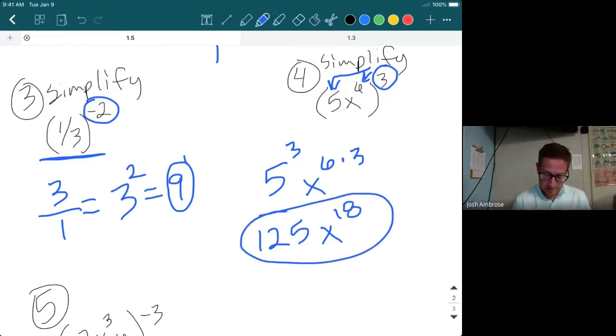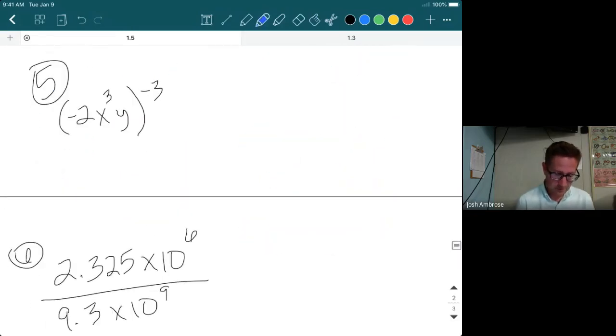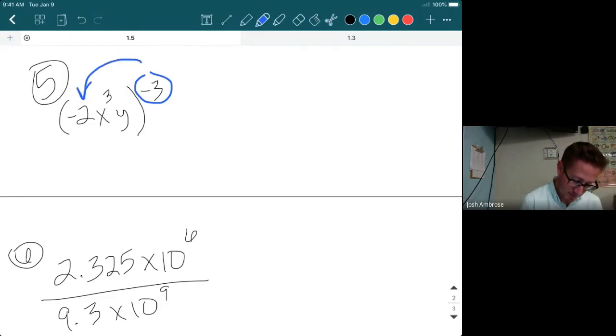Let's look at example 5. Okay, very similar concept here. You have an exponent on the outside of the parentheses there, and you have all of this extra stuff inside the parentheses. So what that means is this exponent of -3 is going to distribute itself to all 3 parts that are in the parentheses.